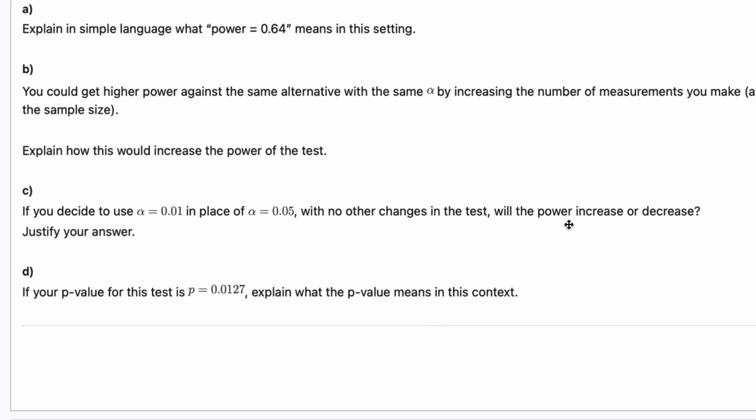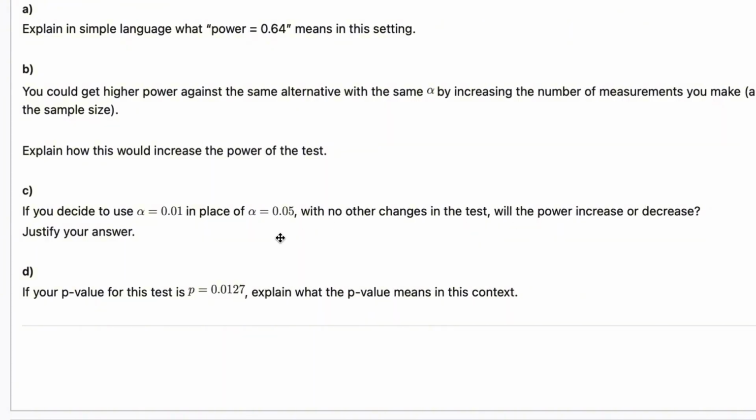I'm so sorry, I said it backwards. In this case alpha is decreased, and beta will increase, so the power will decrease. So sorry for that misunderstanding.